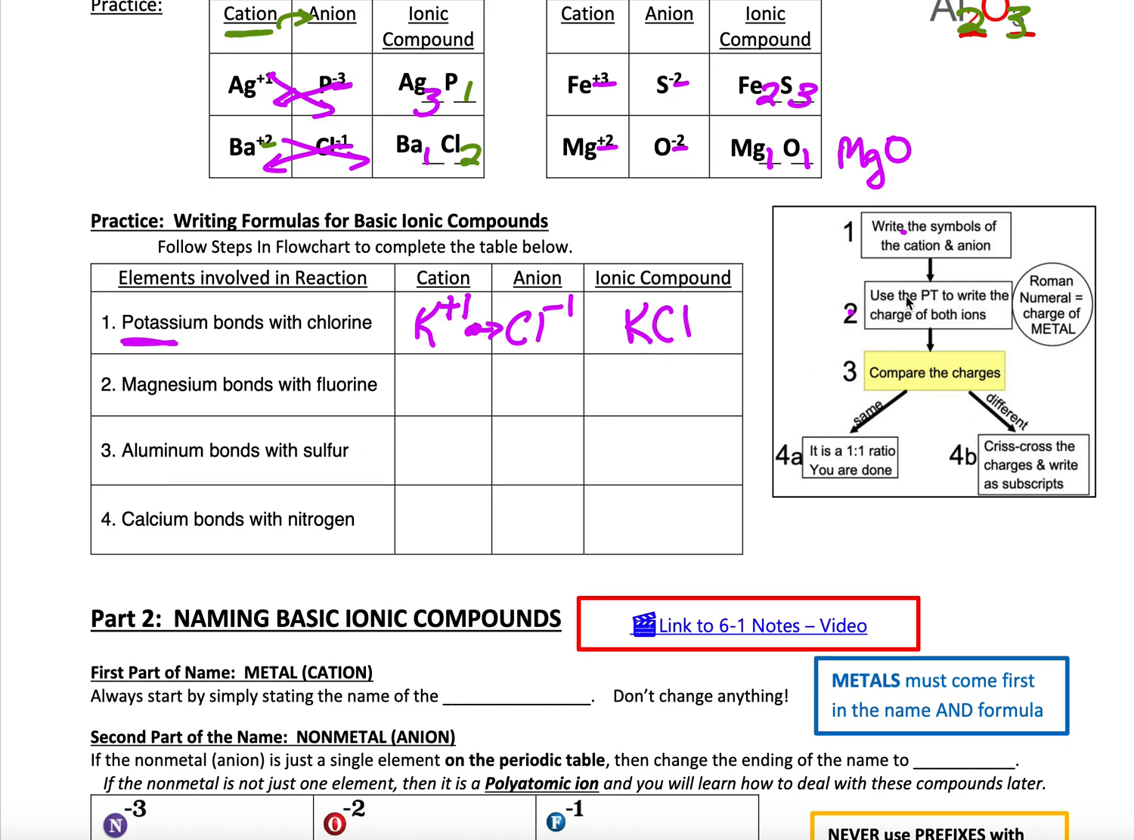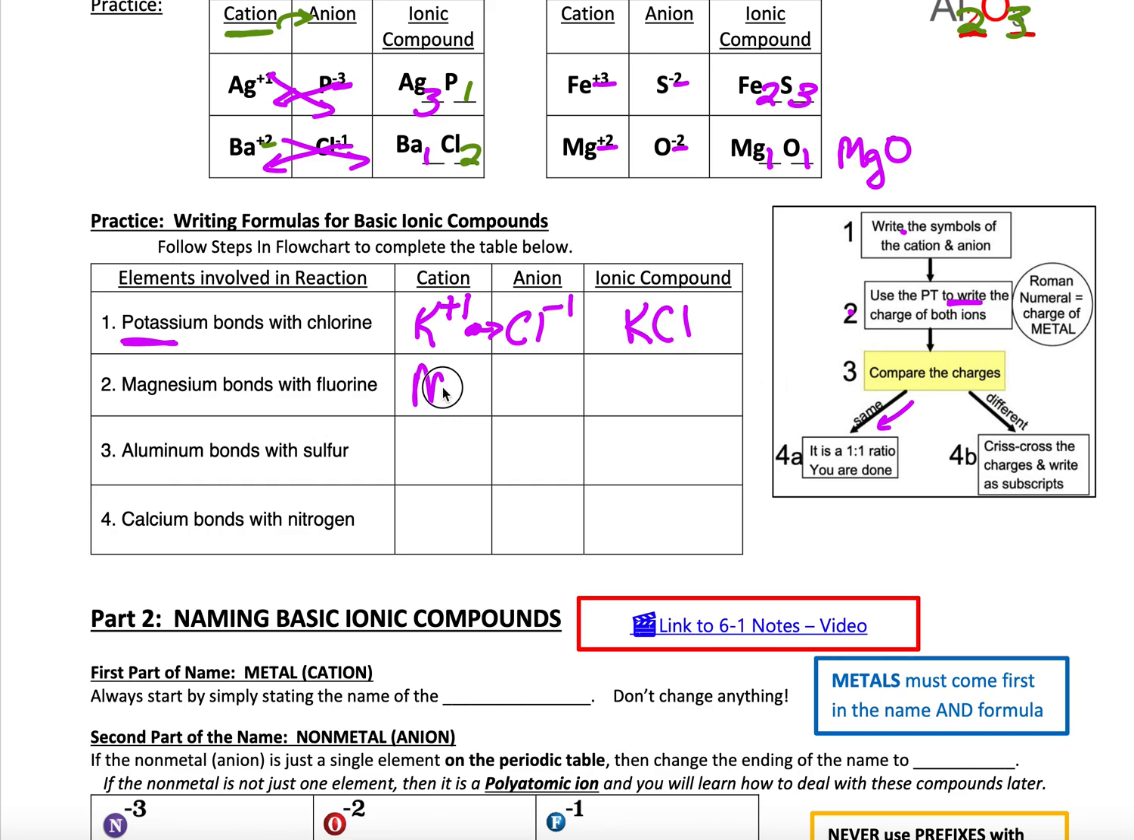So we write the symbols, the K and the Cl. We use the periodic table to write the charges. You need to write the charges. Then you have to compare them. If they're the same, in this case it is, it's a 1-to-1 ratio. You're done. You don't have to write any other numbers. If they're different, you got to crisscross, which we'll do in a second.